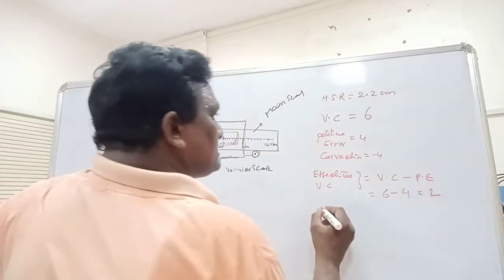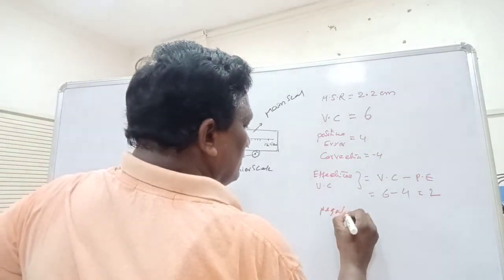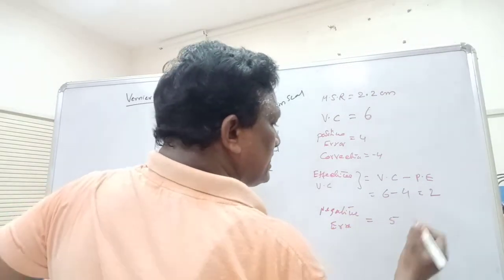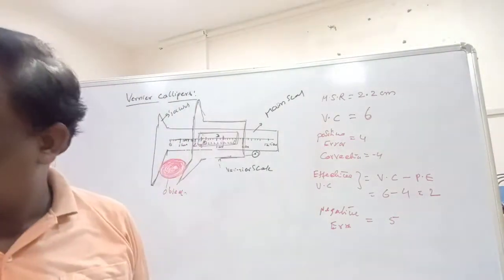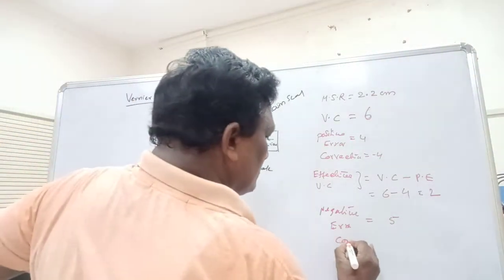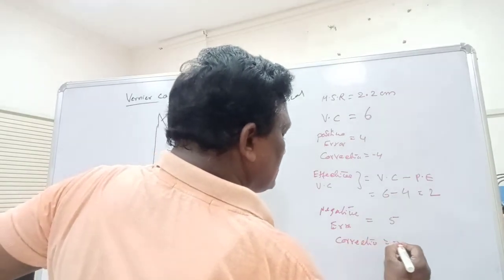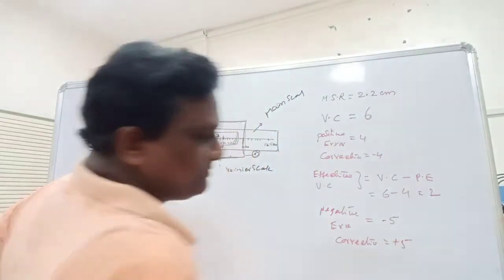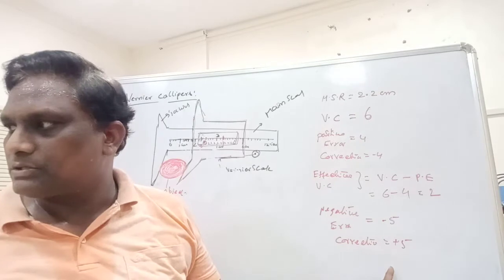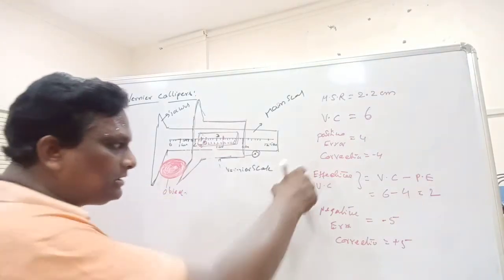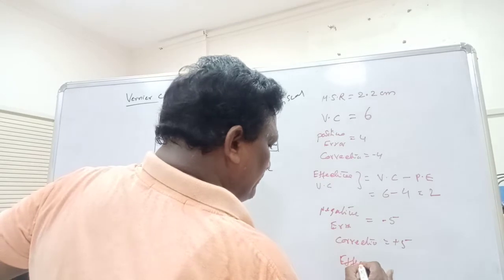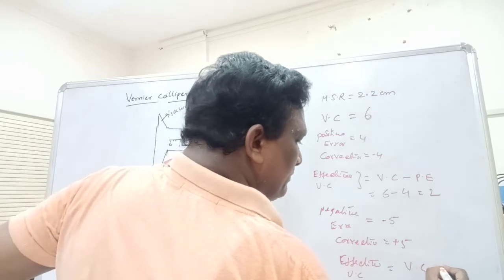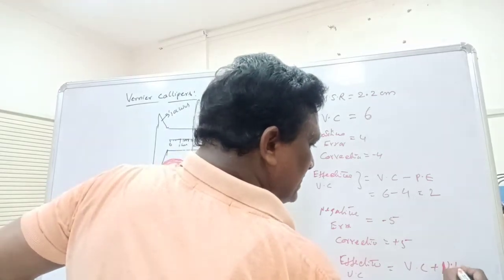Suppose error is negative, let us take 5. Correction is positive. Error is negative, correction is positive, means it is minus and it is plus. Error is negative means correction is positive. Okay, so now effective Vernier coincidence is equal to Vernier coincidence plus negative error. Is it correct or not?